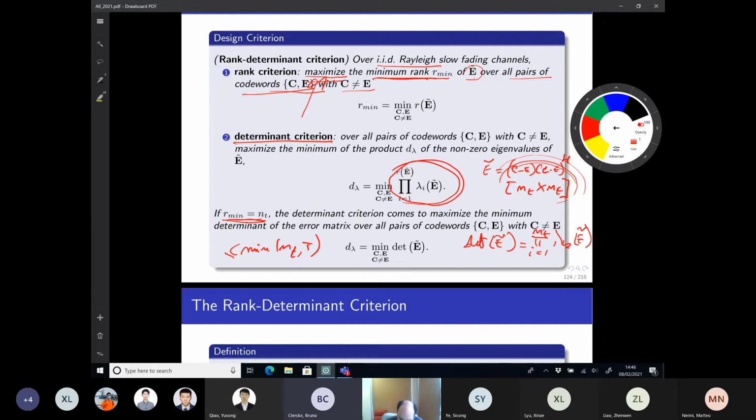Okay, so in that case, it's called the determinant criteria, because if you have full rank error matrices, then what you do is distinguish between 2 code books using the determinant, right? So if your 2 code books have the same minimum rank, and their full rank is equal to the number of transmit antennas, then you just compare the determinant between those two. The one with the smallest determinant is the one that will have the lowest performance. So you try to maximize the determinant among those of a given code book.